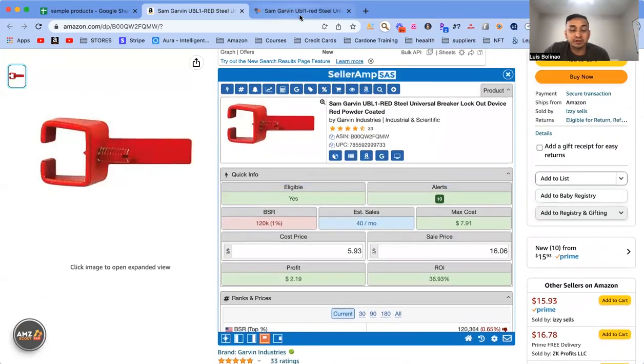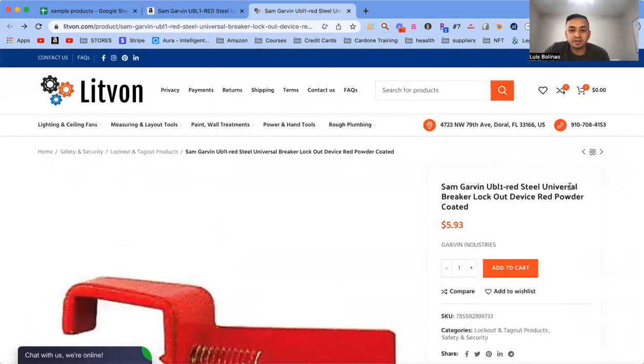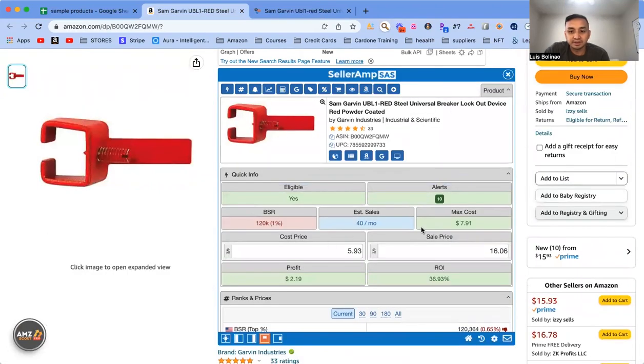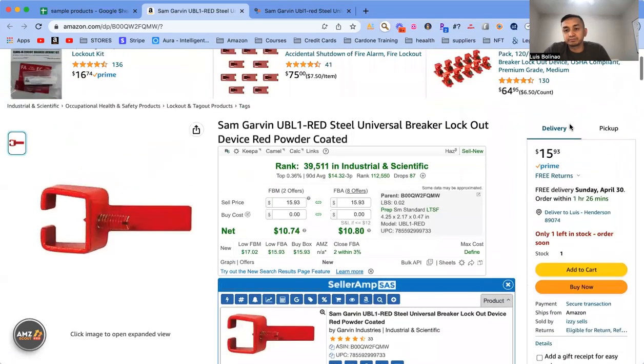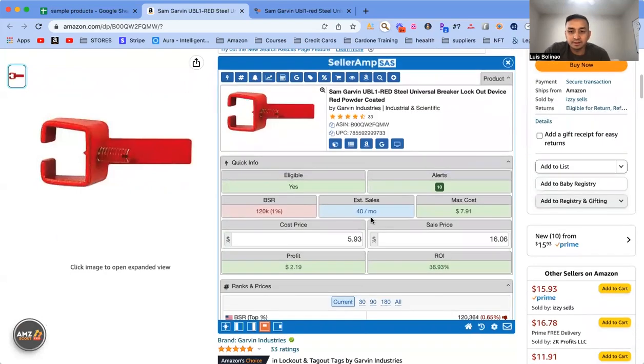So now I would plug in the numbers, right? So this product is $5.93 right there. Selling price is about $16. So it gives us a 36% ROI, $2 profit, and 40 sales a month, which is kind of low.